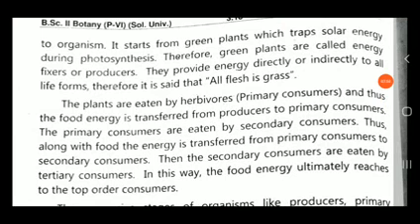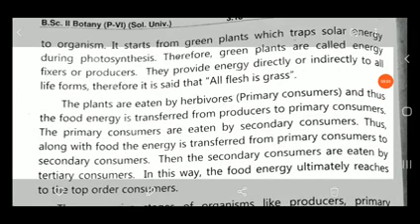Therefore green plants are called energy fixers or producers. We call the green plants the producers. They provide energy directly or indirectly to all the life forms. Therefore it is said that all flesh is grass.